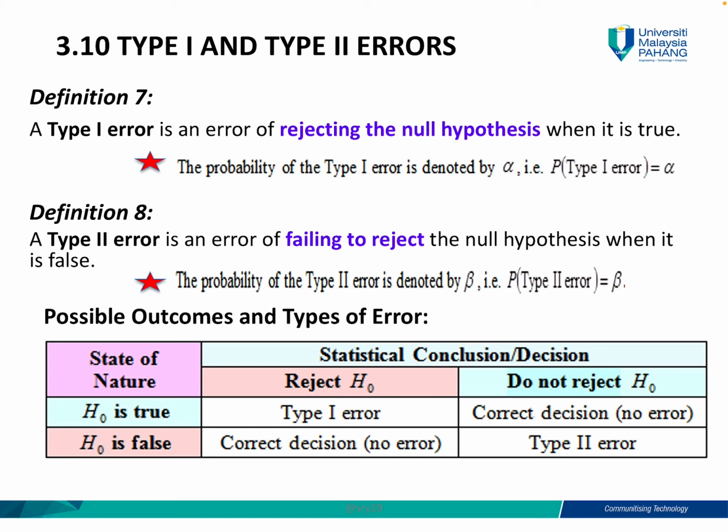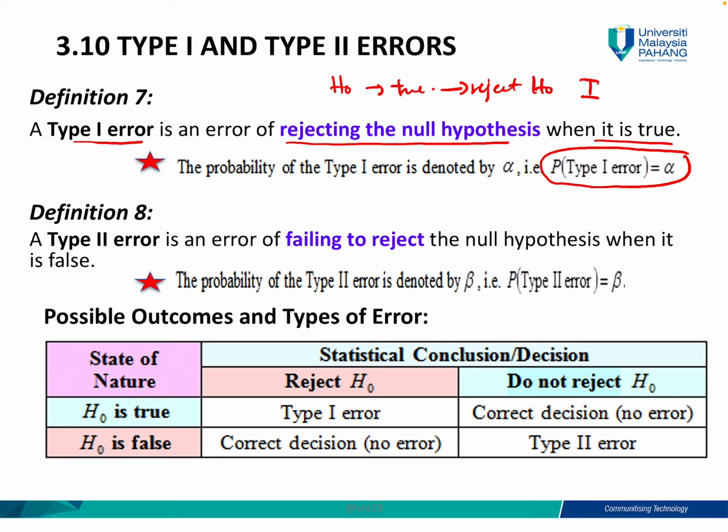Okay, a type 1 error is an error of rejecting the null hypothesis when it is true. So you have the null hypothesis, then your null hypothesis is true, but you reject it. This is a type 1 error, denoted by alpha. The probability of type 1 error is equal to alpha.